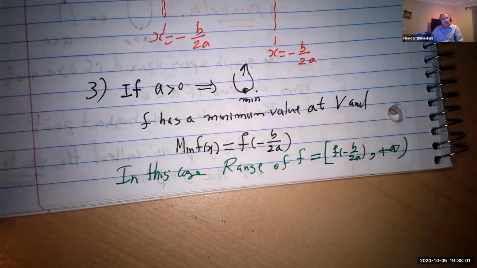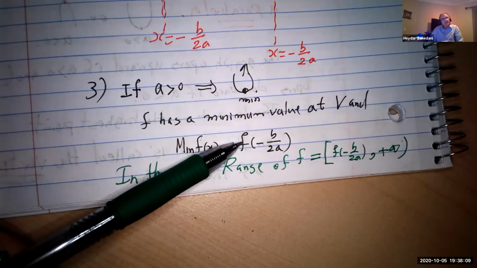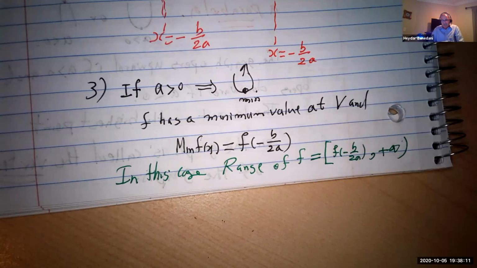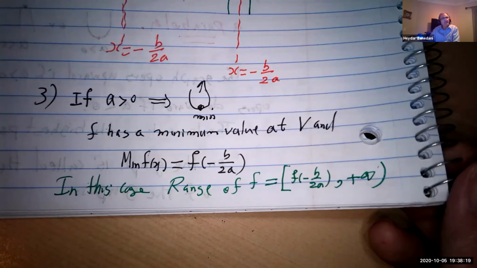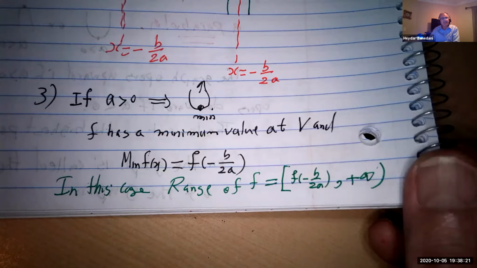Application problems are coming from here. Positive means open up. We have a minimum. Where is the minimum? The y coordinate of the vertex, f of negative b over 2a. So that's a minimum, and the range of the function is going to be minimum up. So that's for the minimum. If a is negative, it's the other way around. So number 4.